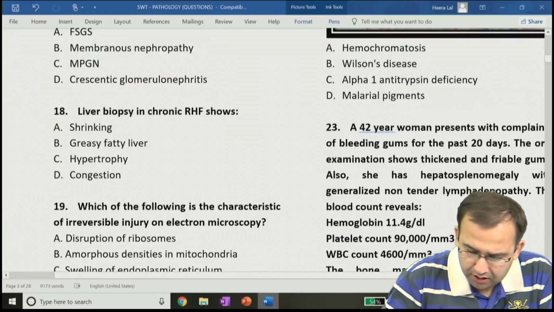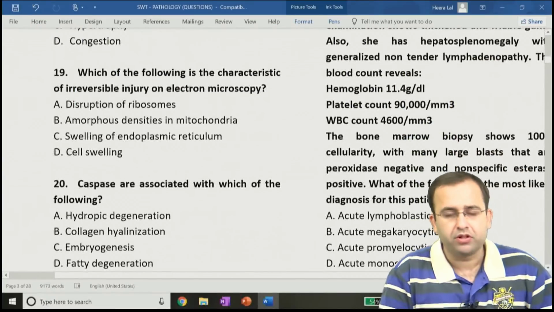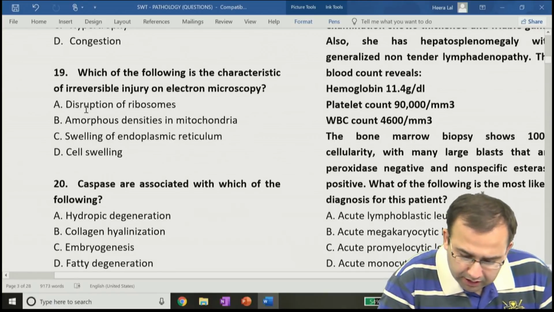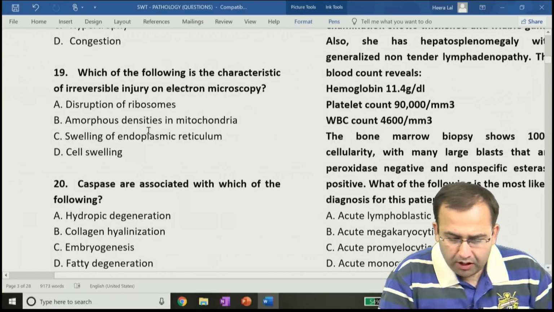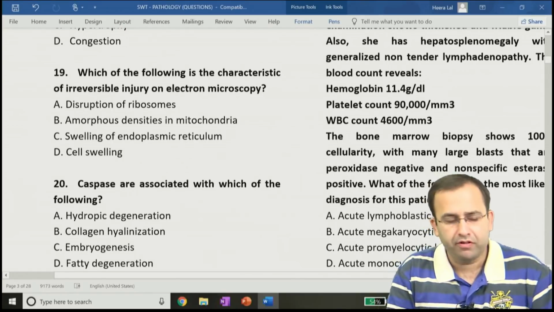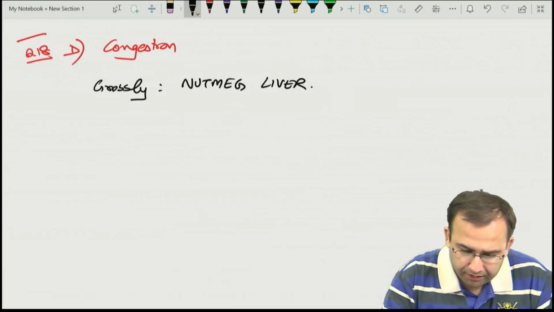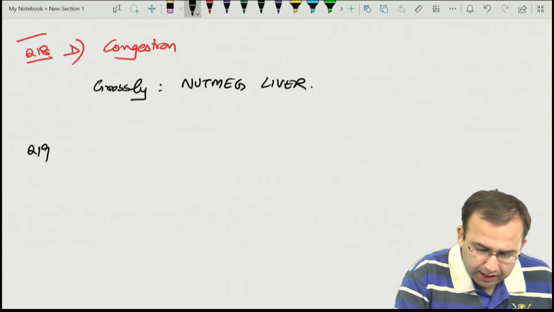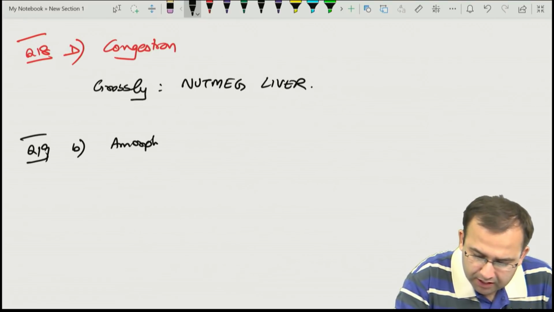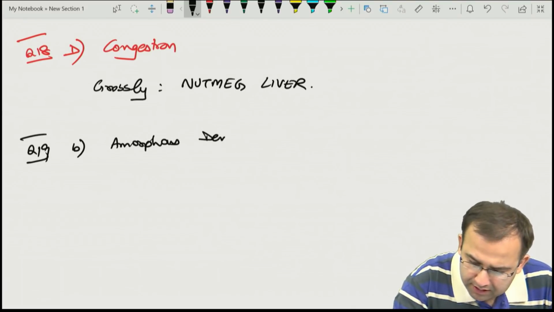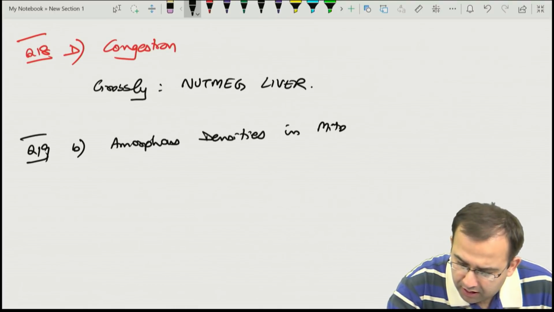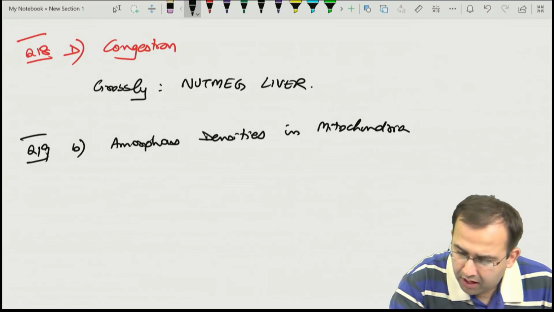Next, this gets us to question 19. Which is characteristic of irreversible injury on electron microscopy? And the answer is B, that is amorphous densities in mitochondria. So question 19, irreversible injury, the answer is amorphous densities in mitochondria.